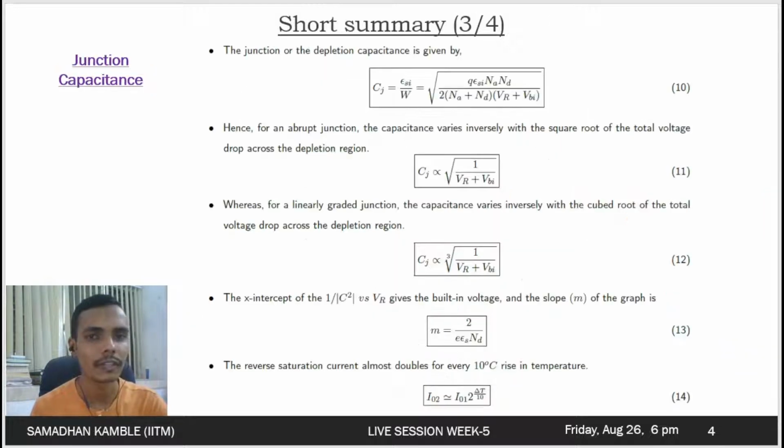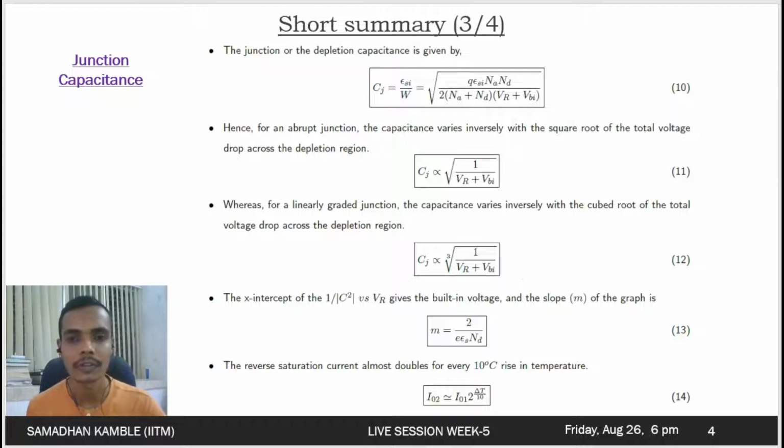Going to the third slide, the concept of junction capacitance is introduced here. Since we have a separation of positive and negative charges in the depletion region due to the reverse bias, a capacitance is associated with the PN junction. Just consider an abrupt PN junction biased with reverse bias voltage VR. The depletion width across the junction increases and forms a capacitance known as the depletion capacitance or a junction capacitance.